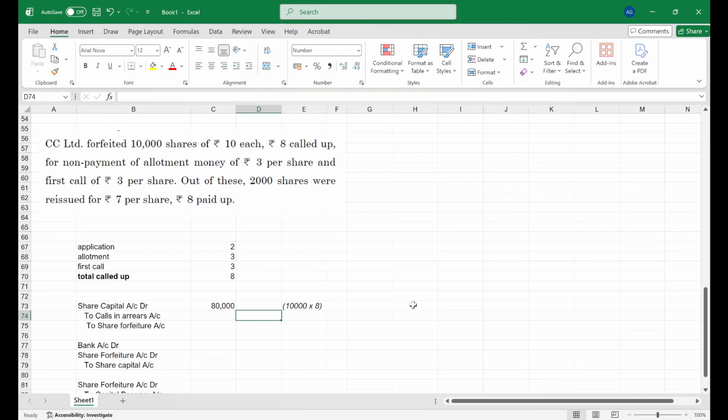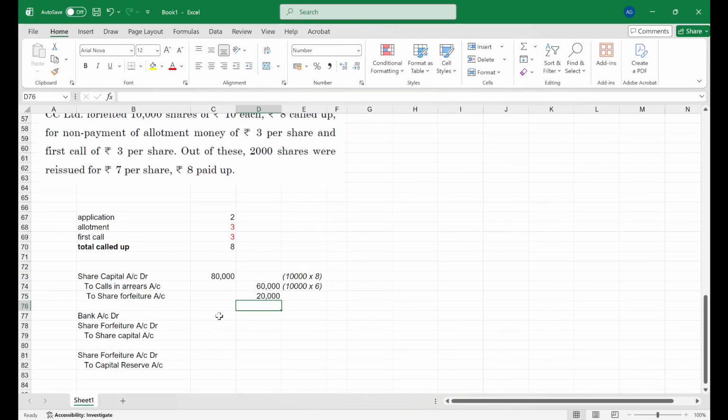How much is calls in arrears? 3 plus 3, 6 rupees calls in arrears. Therefore, 10,000 into 6, I'm supposed to reverse 60,000. Share forfeiture is always the balancing figure, 20,000 rupees. Right. What is the reissue position?